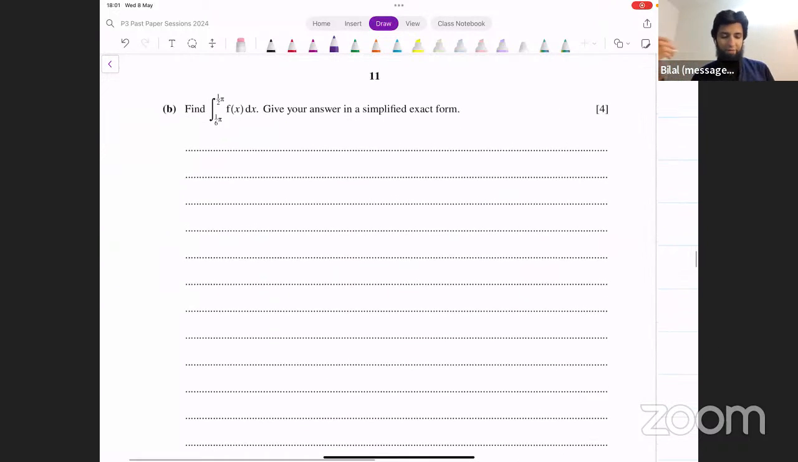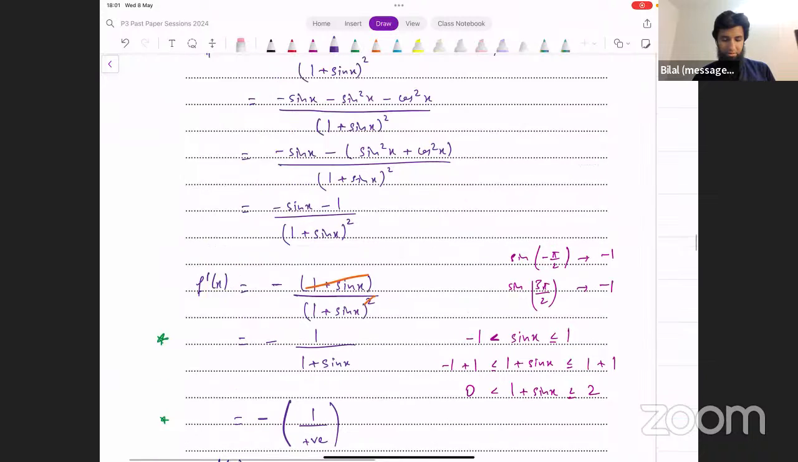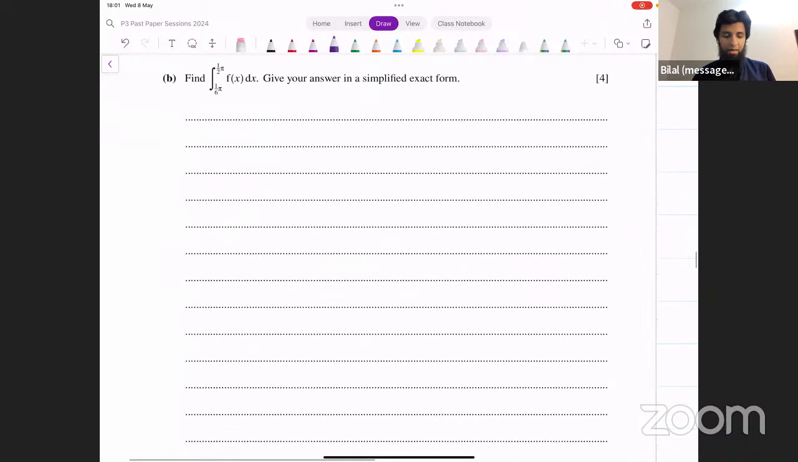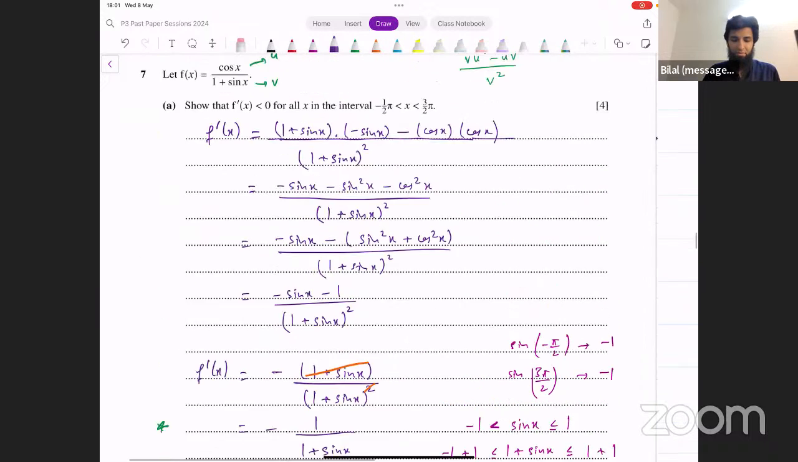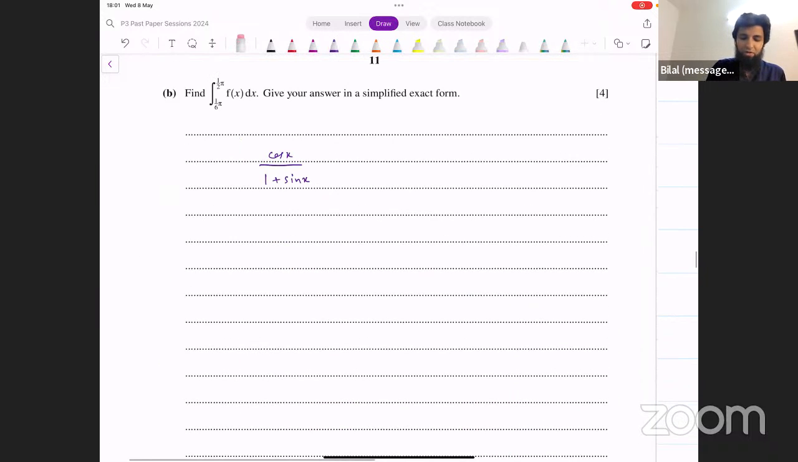Now f of x, we need to integrate this and input those limits and give an answer in exact form. Now this is quite straightforward because the integral that we have to evaluate is cos x over 1 plus sine x, right? This is what you need to integrate. I'll just tell you how to integrate this. You should be able to clearly see which form this is. It's a fraction. It's the ln rule, because the derivative of the denominator is there in the numerator. 1 plus sine x, the derivative of that is cos x.